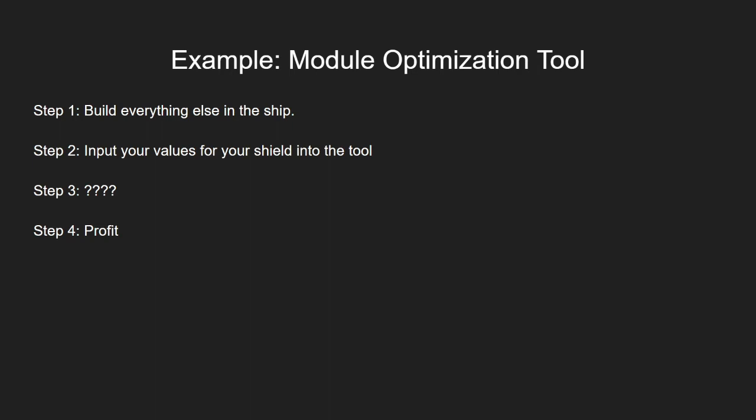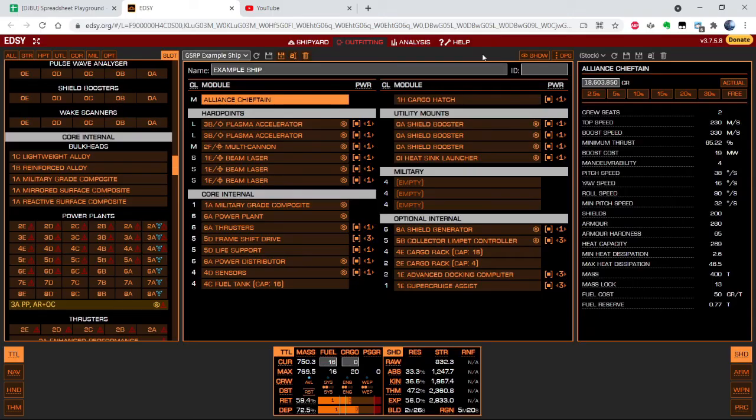Step 1. Build everything else in the ship. Here I have an Alliance Chieftain. Say we want to practice our PA aim, so we make something for bounty hunting. Gotta scoop up those mats so we have our limpets and cargo racks. That leaves us with 3 Class 4 military slots.